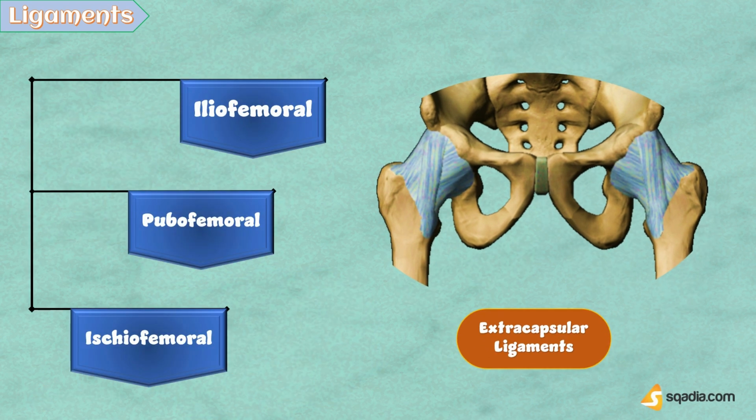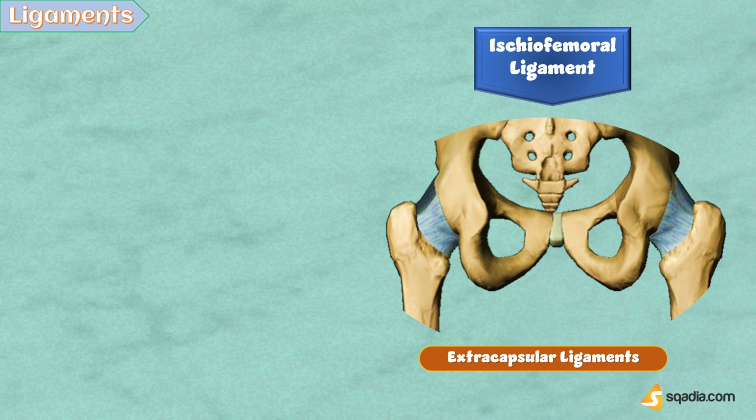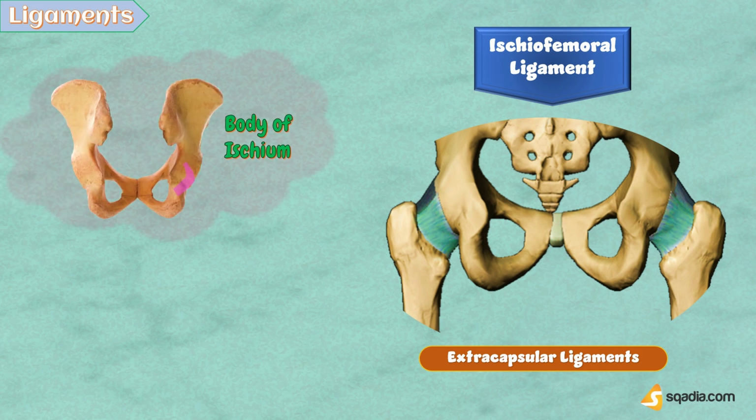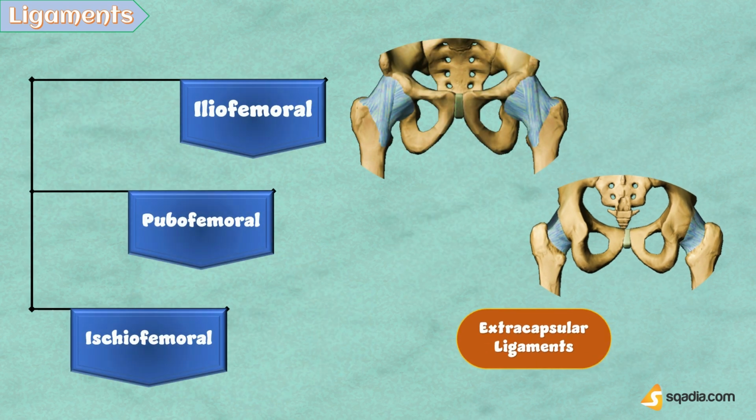Finally, the third extracapsular ligament seen in the region of the hip joint is the ischiofemoral ligament. This ligament spans between the body of the ischium and the greater trochanter of the femur. It has a spiral orientation and reinforces the capsule posteriorly, preventing hyperextension and holding the femoral head in the acetabulum. Overall, these ligaments work together to provide strength and stability to the hip joint, allowing us to perform a wide range of movements and activities. That is all about the ligaments.